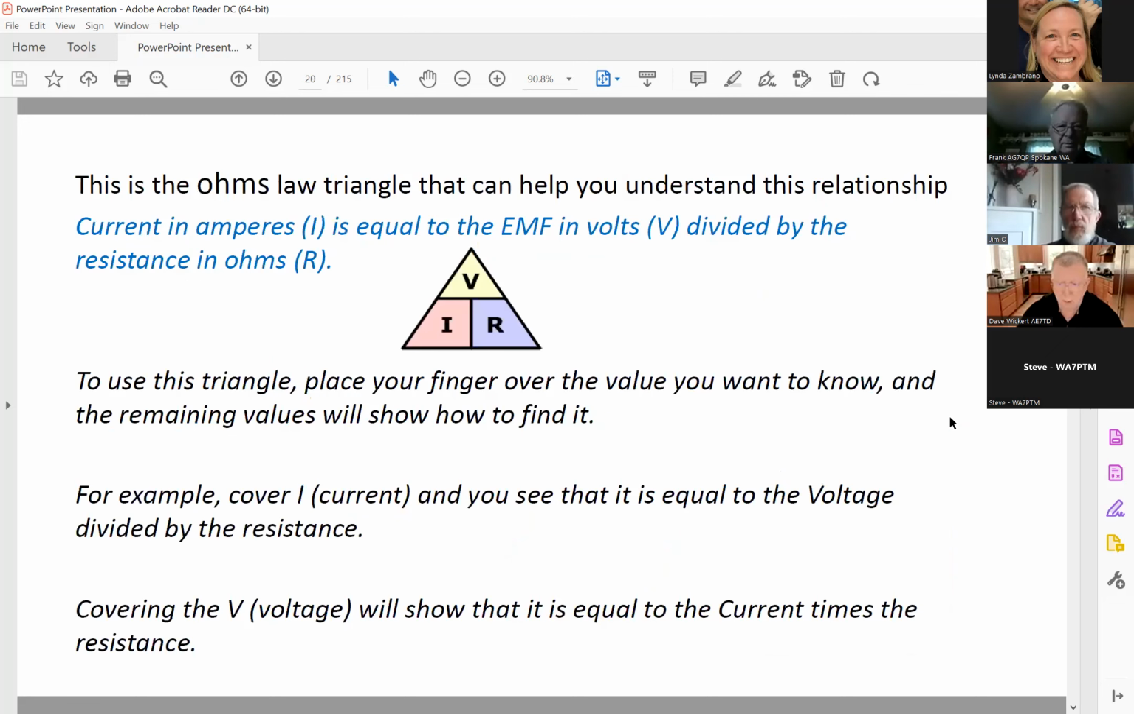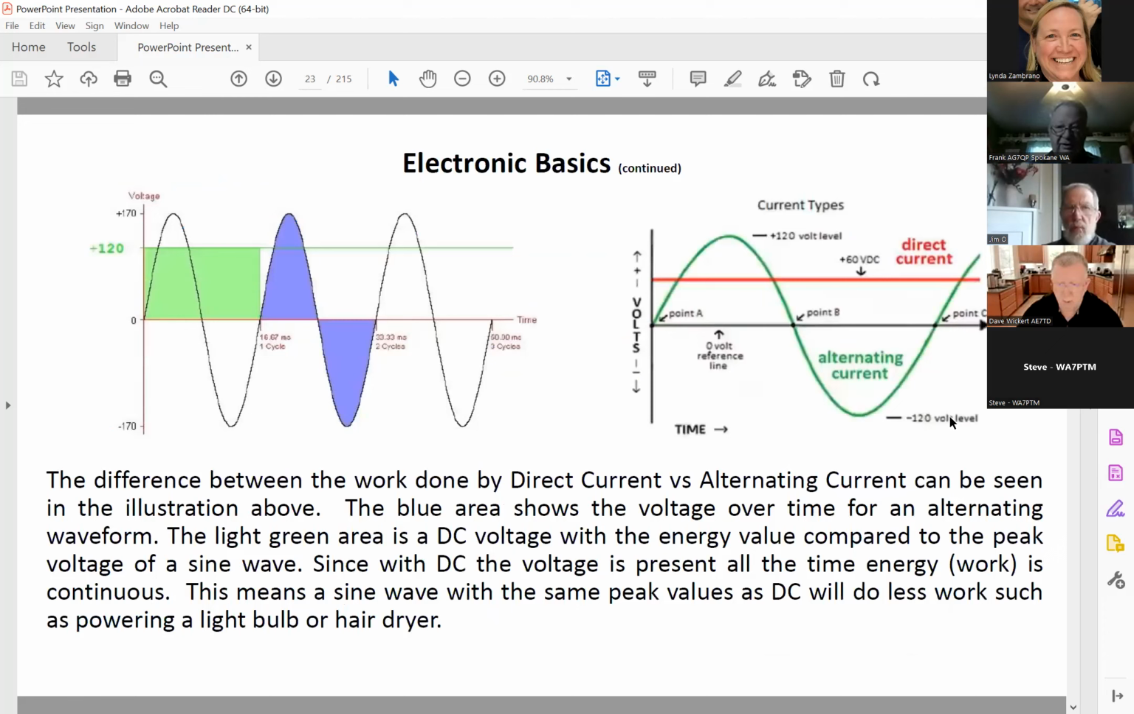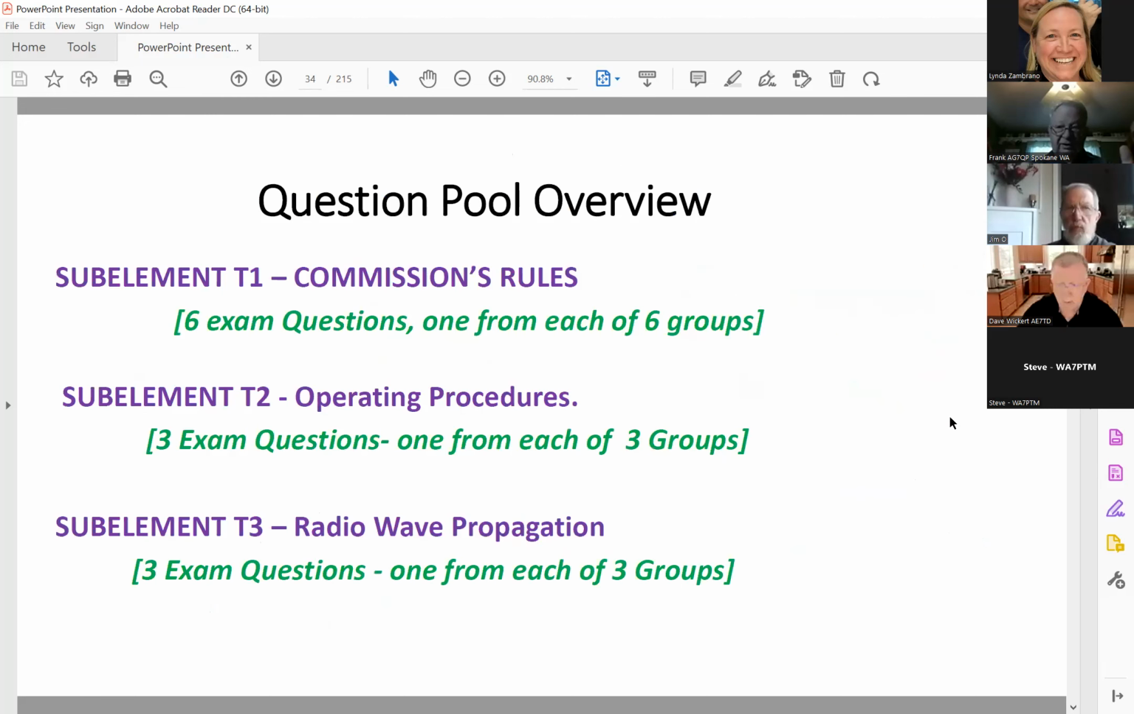Okay, frequency. We got that. Okay. All right. Those are the basics. They're not going to be tested on those per se, but they will come up in the questions that you're asked. Now, there are 10 sub-elements that you have. They start with T1 rather than T0, but T0 is at the end.